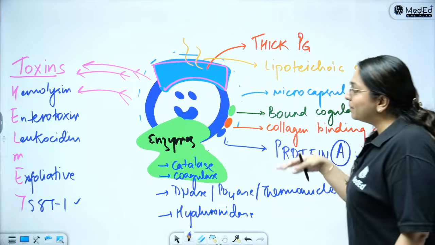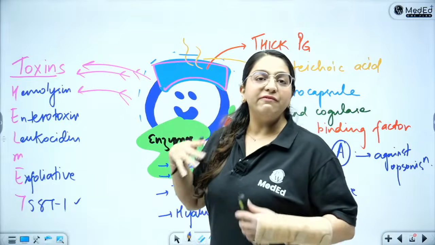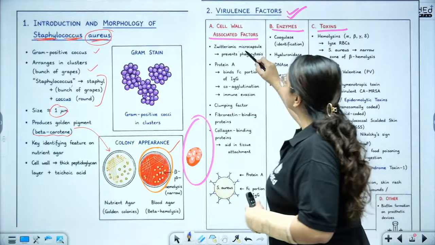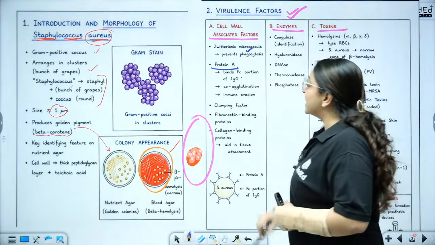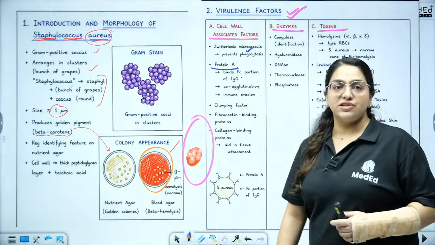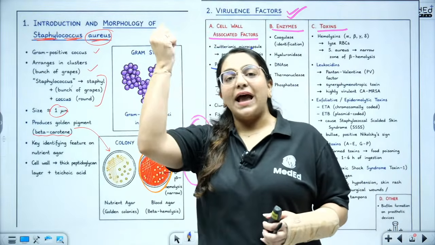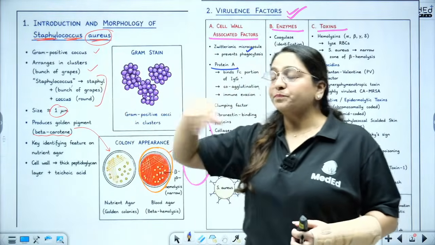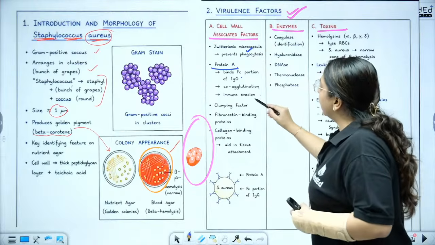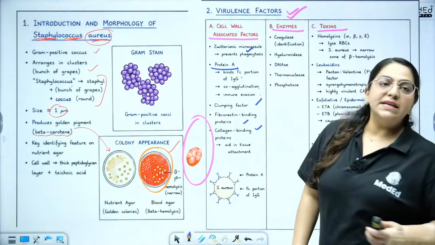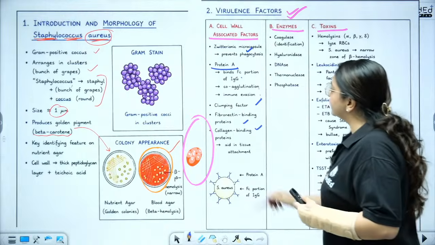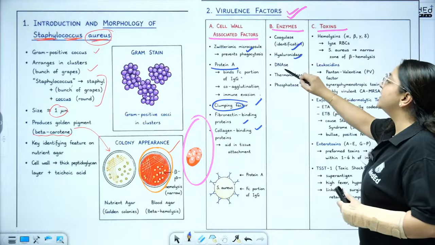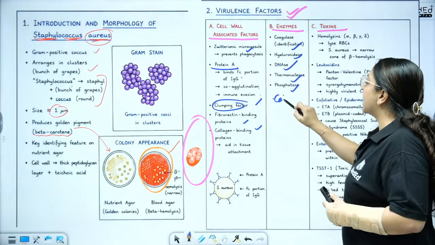So this is the mind map that all of my students would have. This is the way that we have always read it. And this is the way you can write in the exam. So cell wall associated factors, microcapsule, protein A binds the FC portion, leads to co-agglutination and immune evasion. What does it do? Twists and binds the FC portion. Now the FC portion is not free to bind to the NK cells. Clumping factor, collagen binding proteins, we have written everything. What is clumping factor? It is the same as bound coagulase. Same thing as bound coagulase. Enzymes: coagulase, hyaluronidase, DNase, thermonuclease, phosphatase, and of course the catalase also.